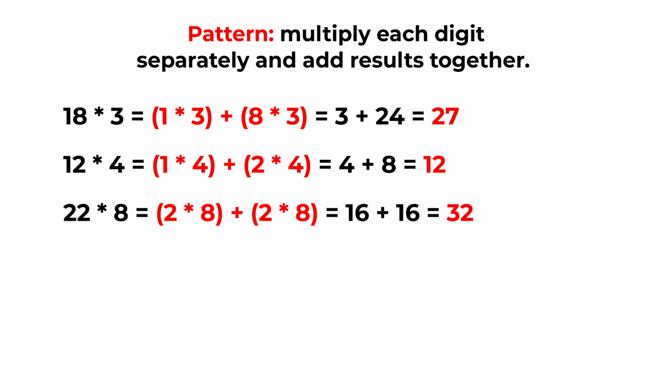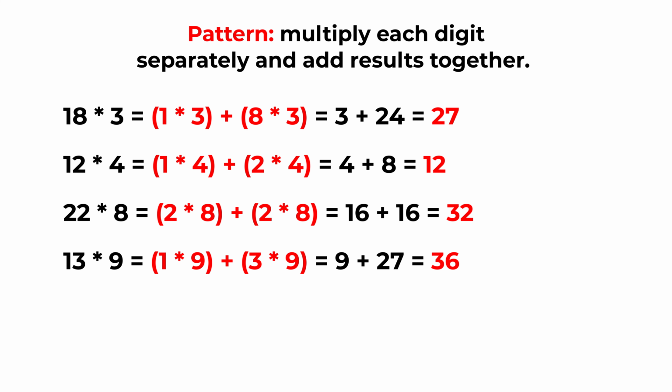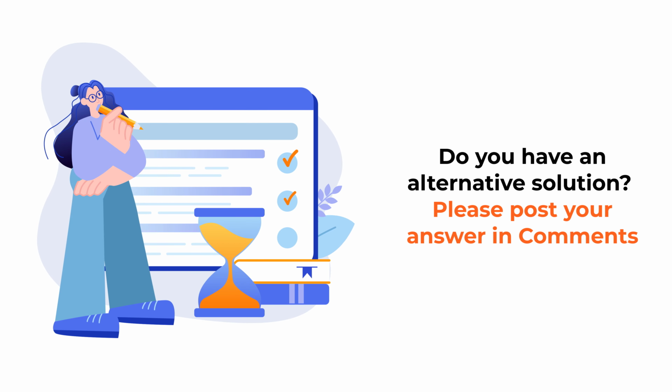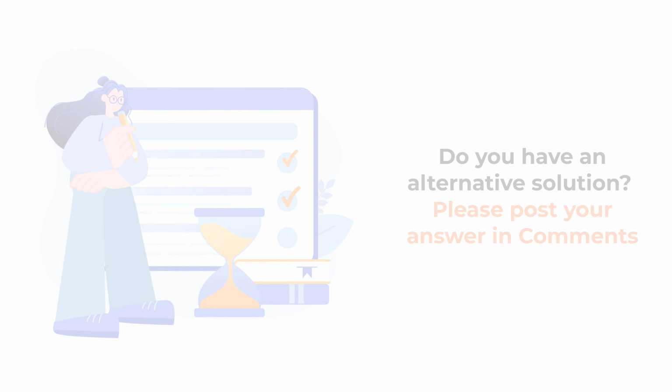So to calculate the answer of 12 multiplied by 9, we would need to multiply 1 by 9 in parentheses and add 3 by 9 in parentheses, which would be the sum of 9 and 27, and the end result would be equal to 36. So the correct answer here is choice B, 36. Hopefully you've nailed this question and now know how to answer similar problems on the test.